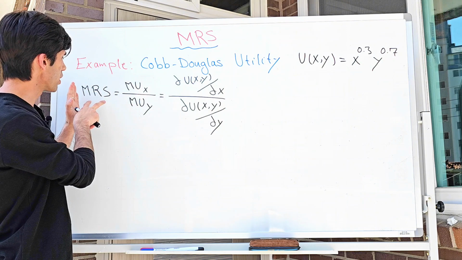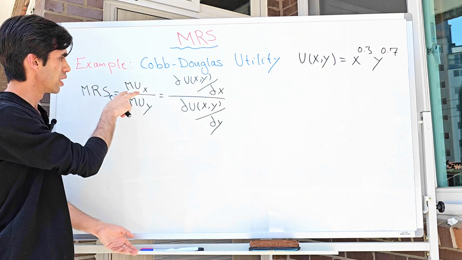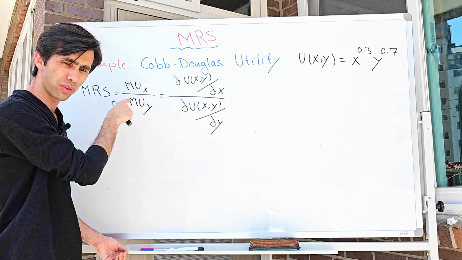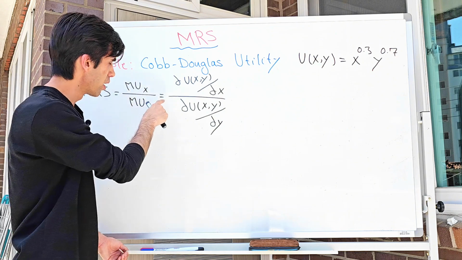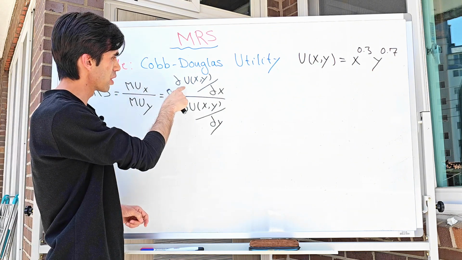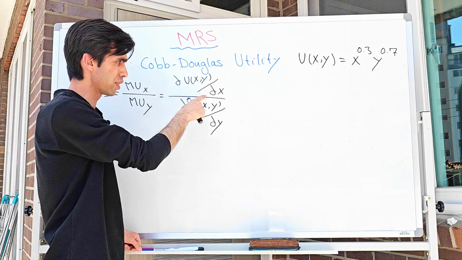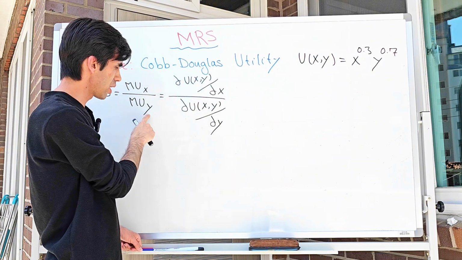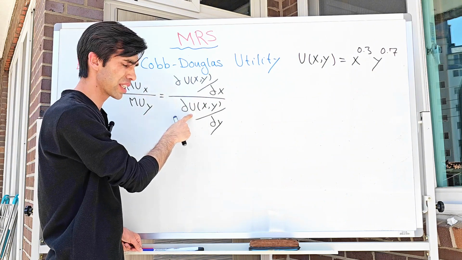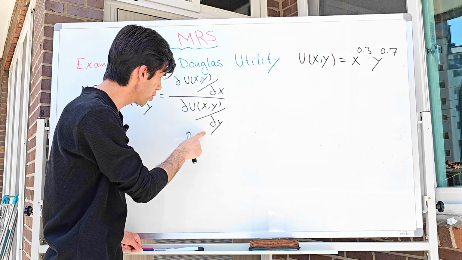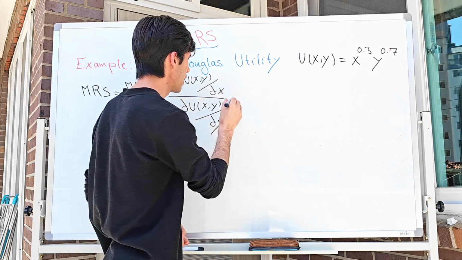We know that the marginal rate of substitution is equal to the marginal utility of x divided by the marginal utility of y, where the marginal utility of x is equal to the partial derivative of the utility function with respect to x, and the marginal utility of y is equal to the partial derivative of the utility function with respect to y. So now let's find it.